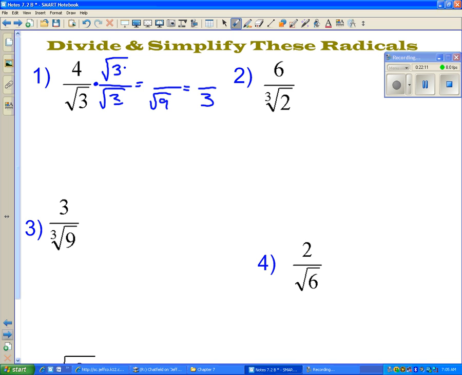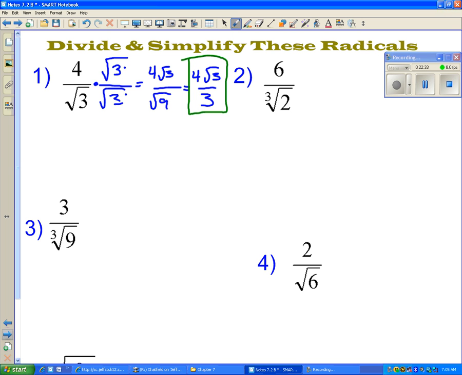Square root of 3 divided by square root of 3 is 1. I'm multiplying by 1, and that doesn't change anything. My numerator becomes 4 square root 3, and I just carry that over. And so my final answer is 4 square root 3 over 3. I rationalize my denominator by getting rid of that square root of 3 in the denominator.